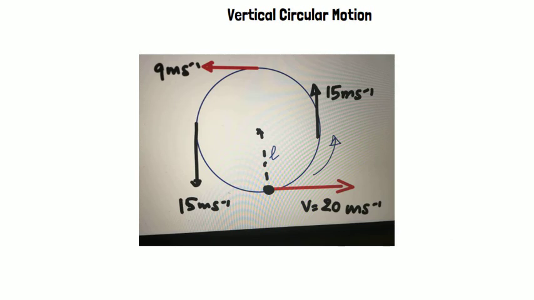The interesting thing about vertical circular motion is that speed keeps changing. As it rises up in a gravitational field, speed decreases. When it falls back, speed increases. So we say vertical circular motion is a non-uniform circular motion.